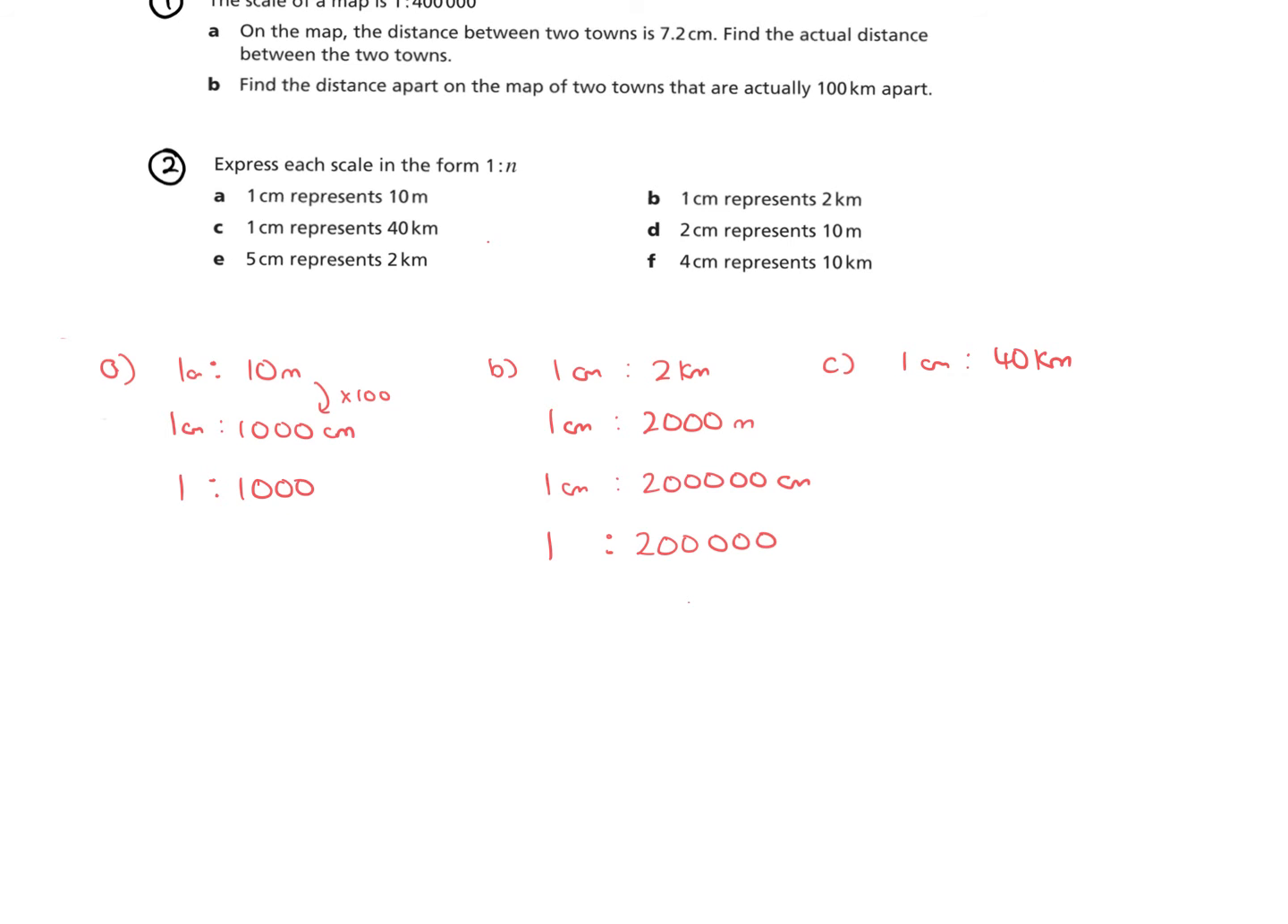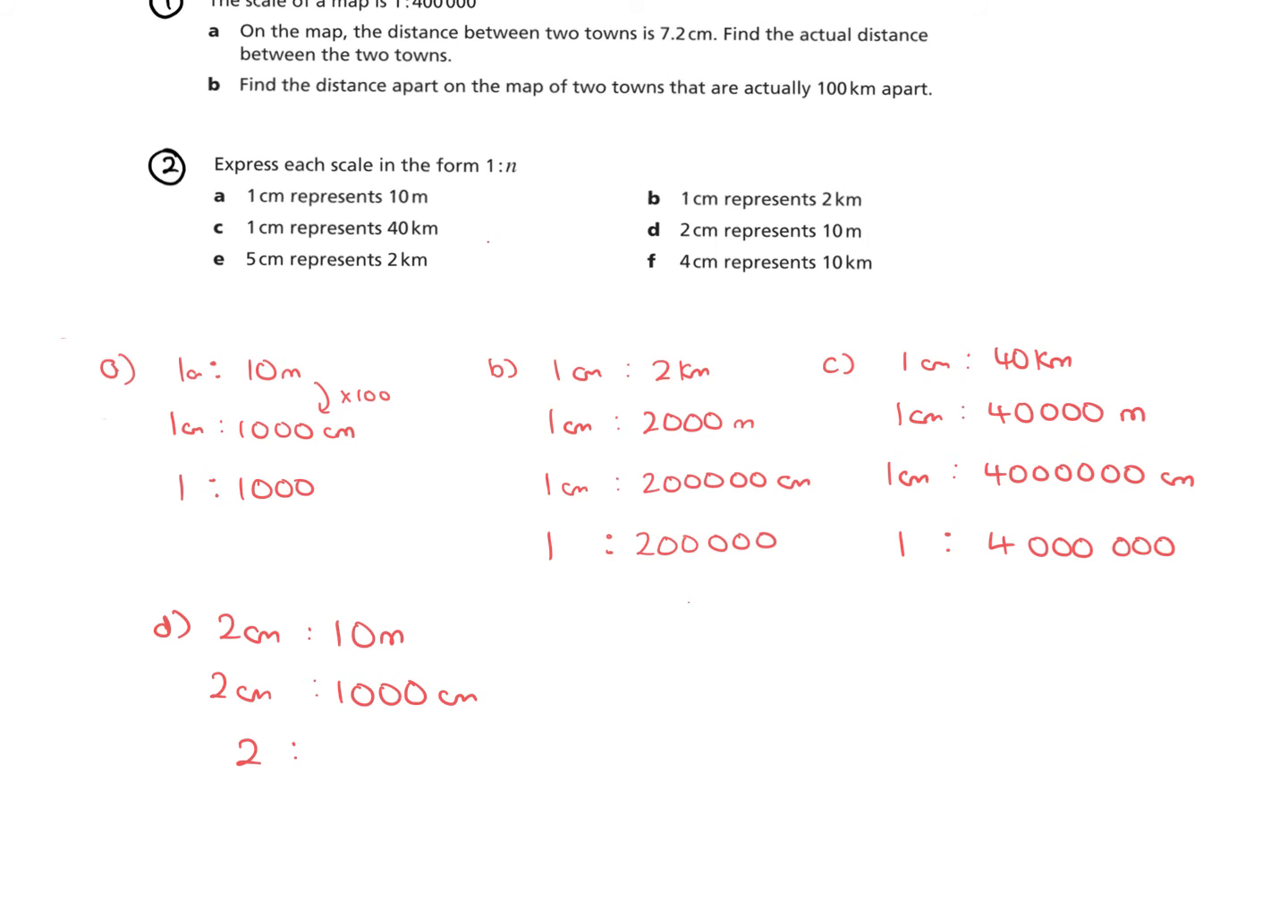Okay, part C then is 1 centimetre to 40 kilometres. So if we times by 1,000, that changes it to metres. And if I now times it by 100, that changes it to centimetres. So this time it's 1 to, that's 4 million for that one. D is 2 centimetres to 10 metres. So that's the same as 2 centimetres to, if I change metres to centimetres, I'll times by 100. It's 1,000 centimetres. So my ratio is 2 to 1,000, but I want it in the form 1 to something. That's 1 to 500 for that one.